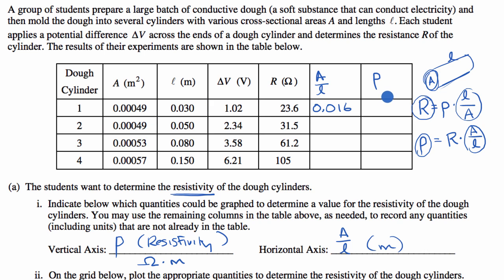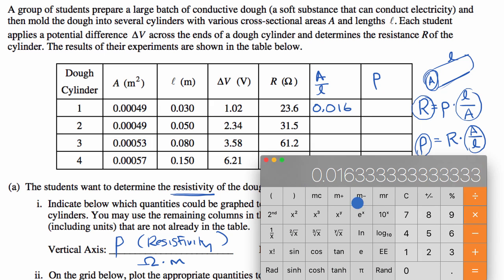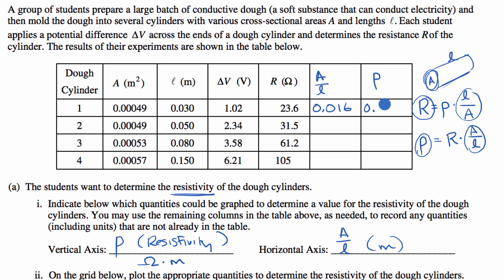And then I can calculate rho by multiplying my area divided by length times the resistance that I measured, 23.6. It's important to realize that when you do things experimentally, things aren't going to be perfect. There's a lot of noise in the real world. So I'll round that to, since I have two significant digits here, two significant digits here, so 0.39. And then I'll keep doing that calculation. And for the sake of time, I will just speed up the video now.